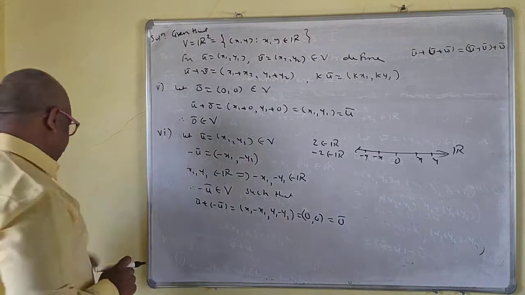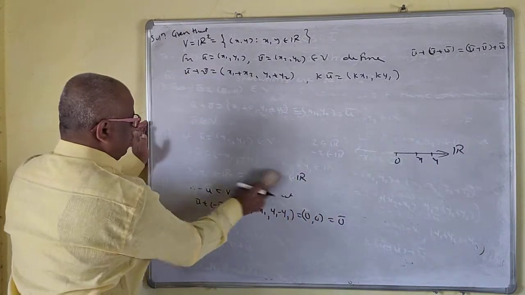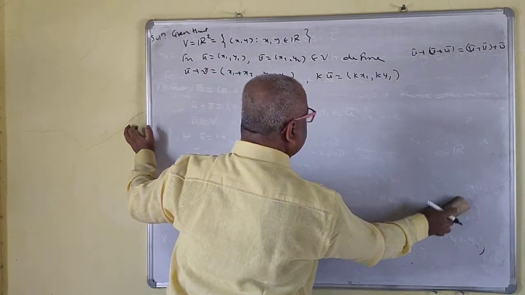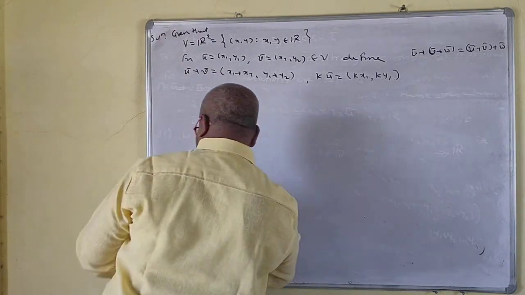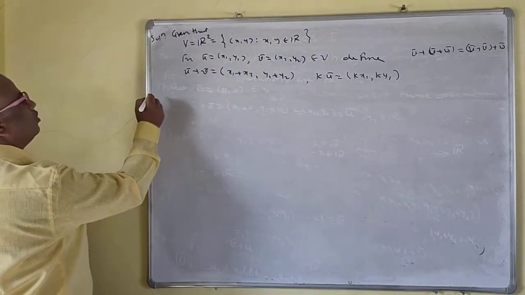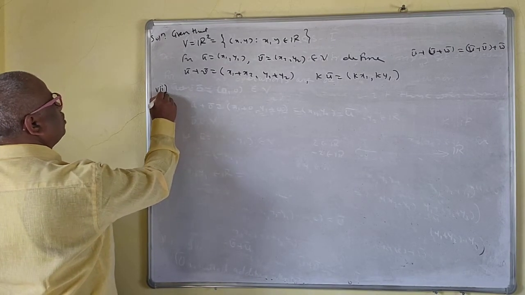Okay. Now we go for the scalar multiplication. So these were for vector addition. Now we go for the scalar multiplication. Next, the seventh one.